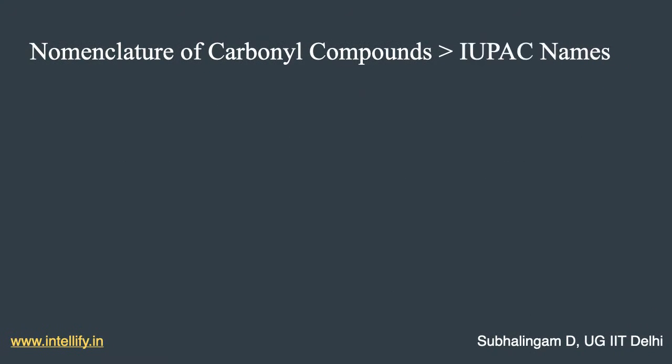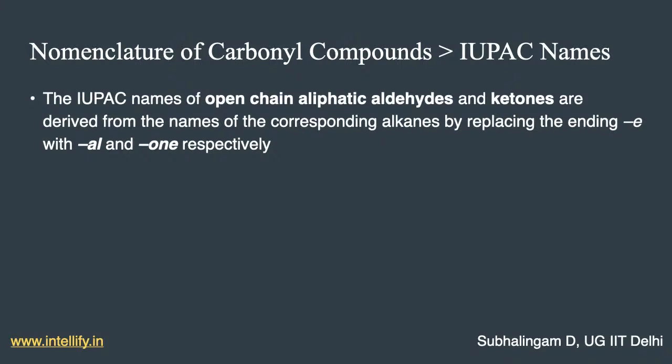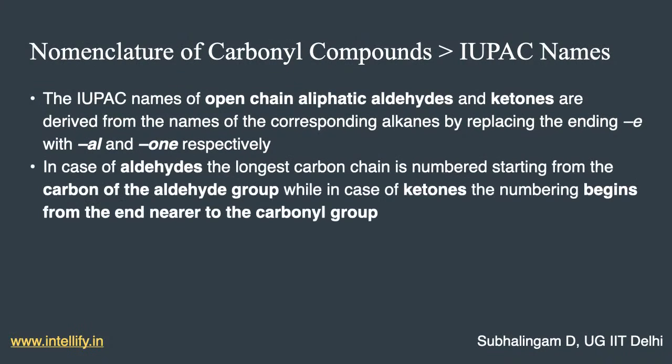Now let's look at IUPAC names. That is very important. The IUPAC names of open chain aliphatic aldehydes and ketones are derived from the names of the corresponding alkanes by replacing the ending -e with -al and -one respectively. So we use -al for aldehydes and -one for ketones, and we remove the e. In case of aldehydes, the longest carbon chain is numbered starting from the carbon of the aldehyde group, while in case of ketones, the numbering begins from the end nearer to the carbonyl group.